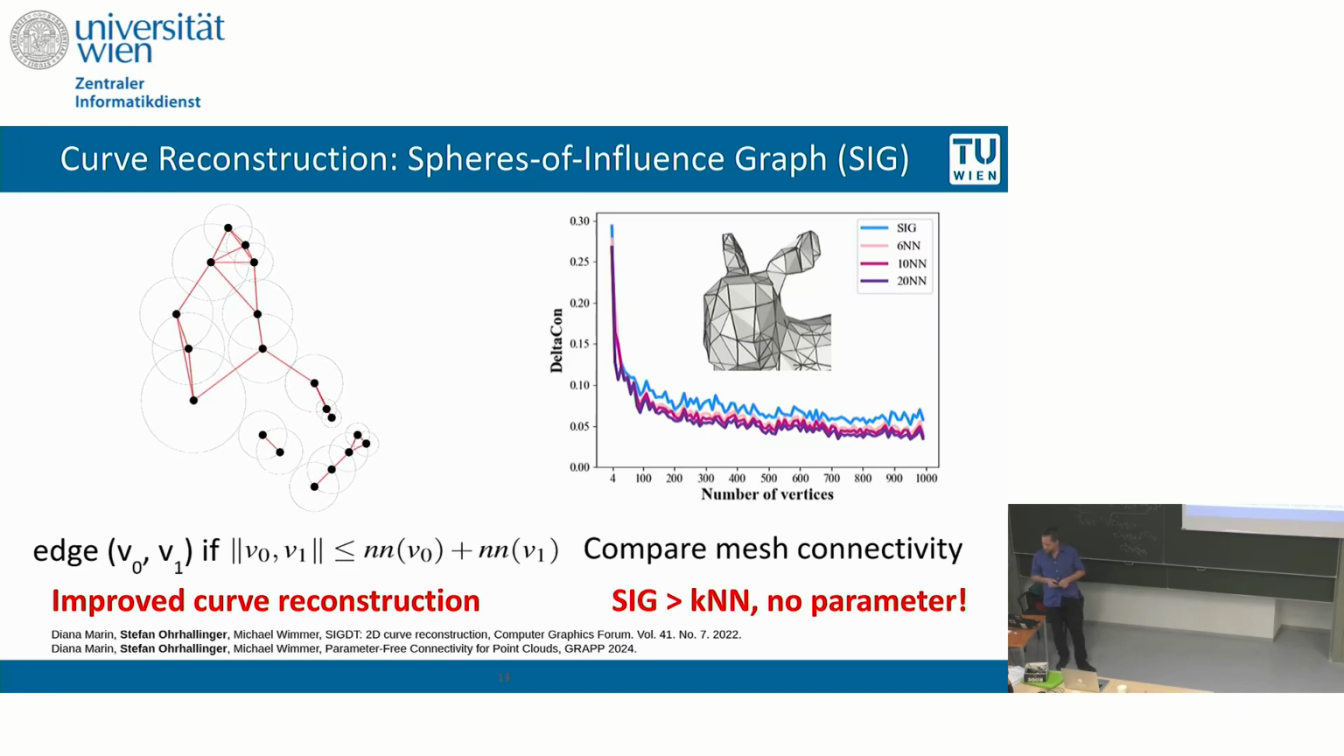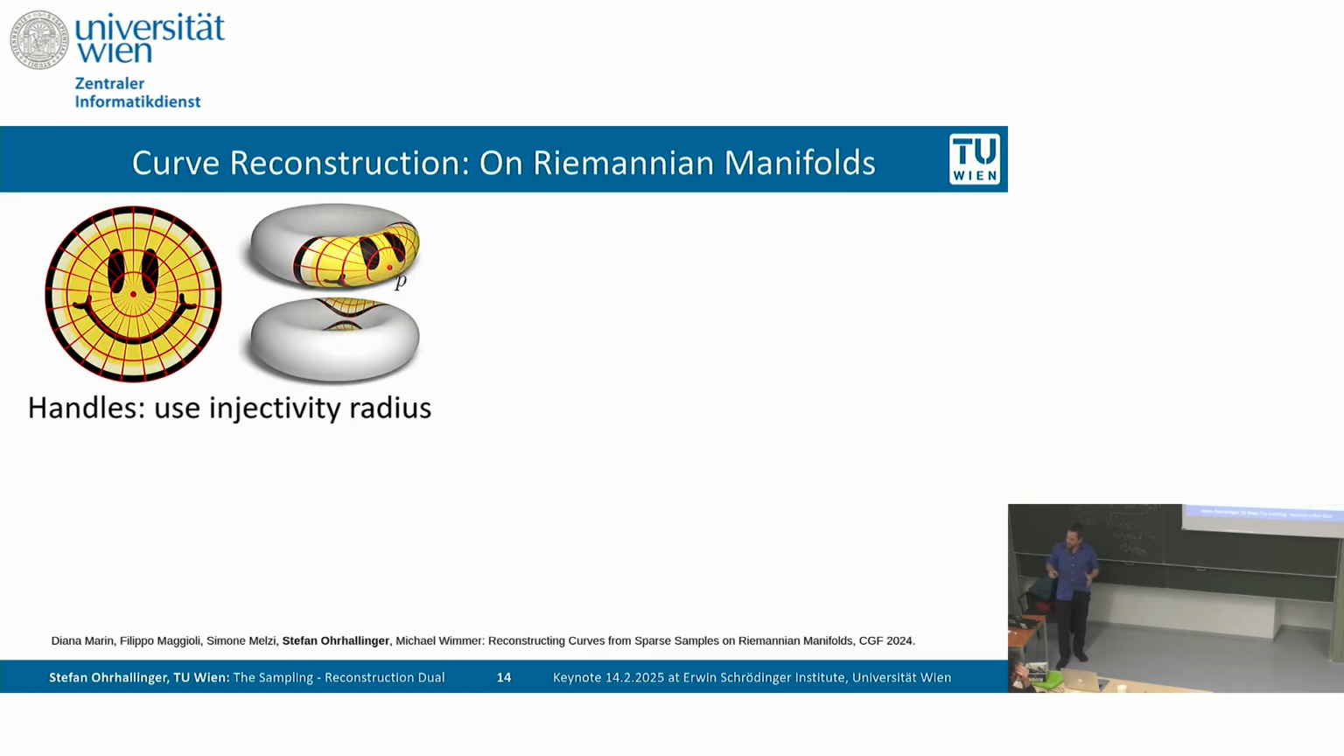So this works better, at least for this case of mesh connectivity. It may work for other applications. I'll come to that later. And then we left the planar domain and we continued to higher dimensions. So what about if we have a curve? We want to reconstruct it if it's on a surface.